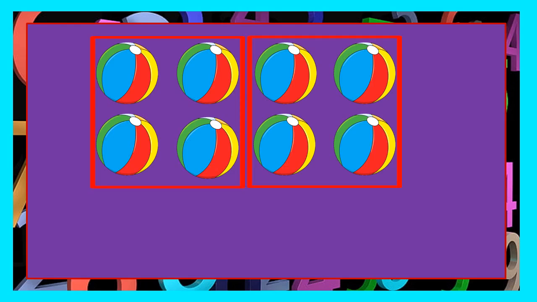Hinati ba natin ito ng pantay-pantay? Tama. Nahati natin ito sa 2 grupo ng magkapantay. So, kung isusulat natin ang mathematical sentence nito, ito ay 8 divided by 2 equals 4. 8 divided by 2 kasi hinati natin yung 8 bola sa dalawang magkapantay na grupo. At 4 dahil yun yung bilang ng bola sa bawat grupo. Ilang bola ang meron sa bawat grupo? 4 na bola. So, ano ang napansin ninyo?